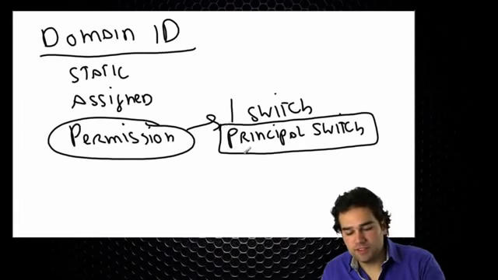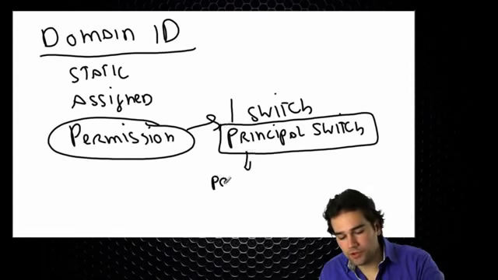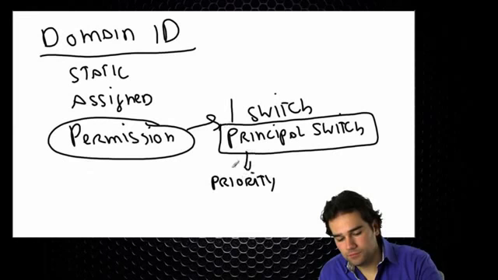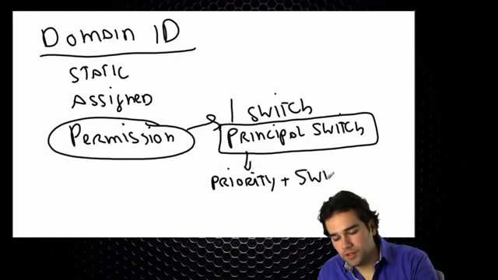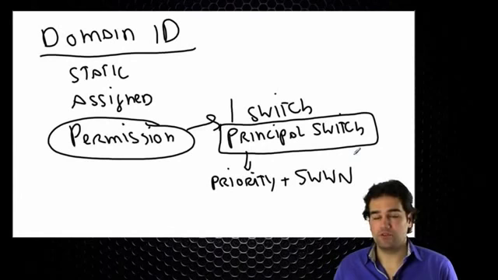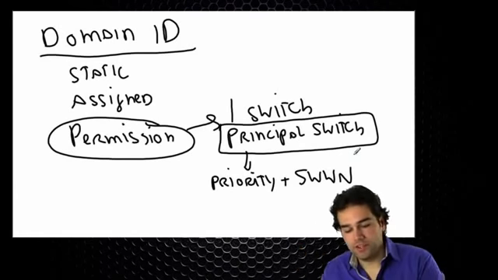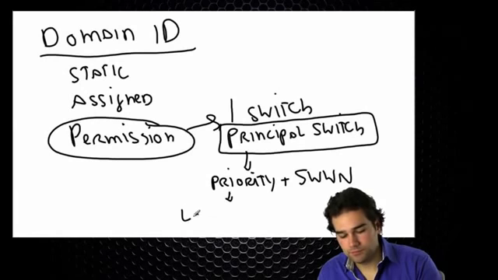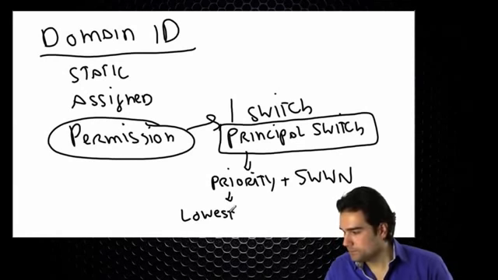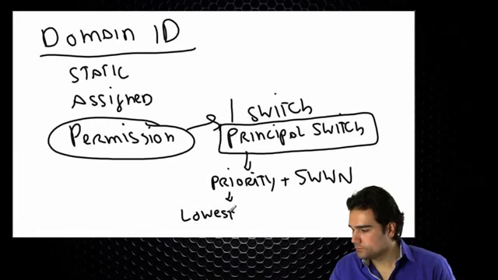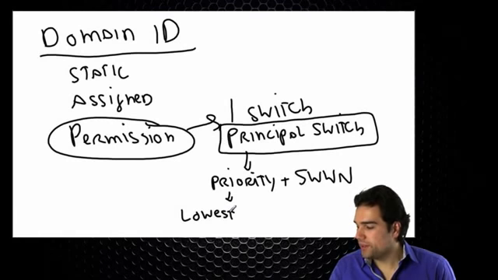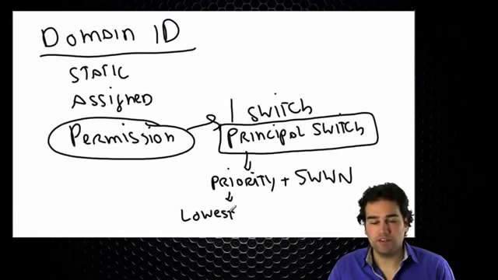Again, that is of course based on a priority value plus the switch worldwide name. Just like in spanning tree, right? Priority value and the system MAC address. And also here, the lowest one wins. So yeah, you can say that Fibre Channel is more based on domain IDs, correct. At least from a forwarding perspective. Domain IDs are very important for your forwarding.